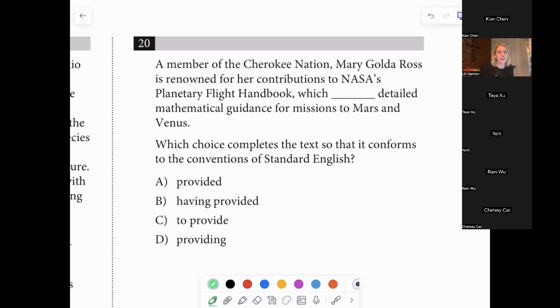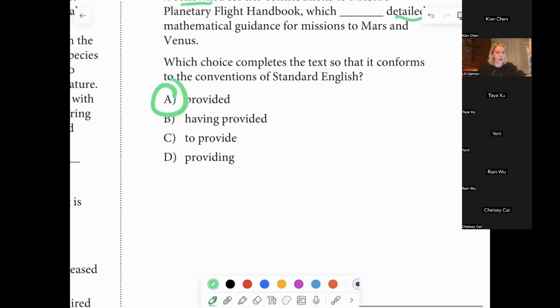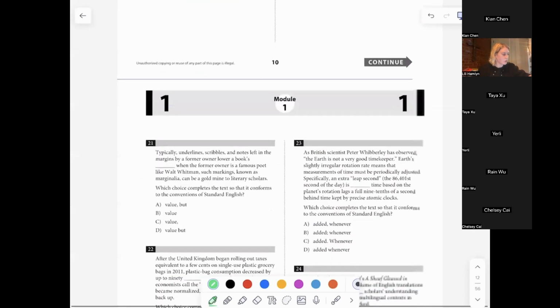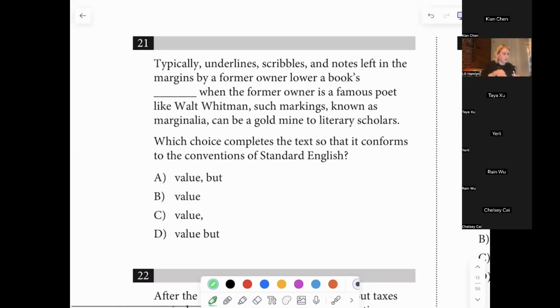Yeah, it was contrasting things. All right. Anyone else? Yeah, great. This is in the past tense. We have is renowned. Yeah, detailed. Yeah, perfect. All right, provided. Great. All right, number 21.